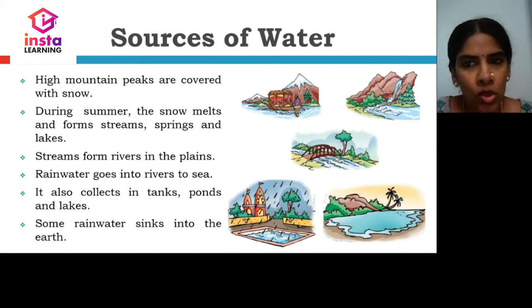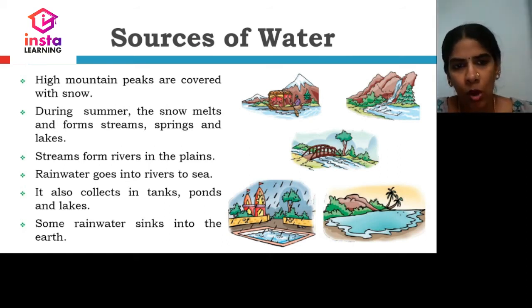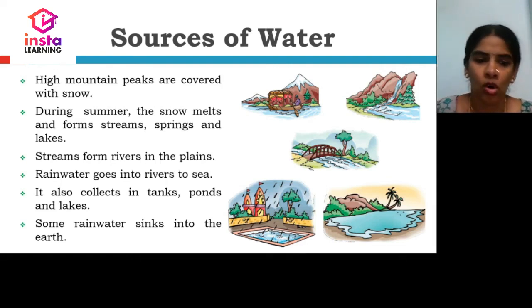So, what is the source of water? From the high mountain peaks, the snow melts to form streams, springs and lakes. So, the main sources of water are streams, springs, lakes and rainwater. Streams form rivers. Rainwater gets collected in tanks, ponds and lakes and some sinks into the earth also.